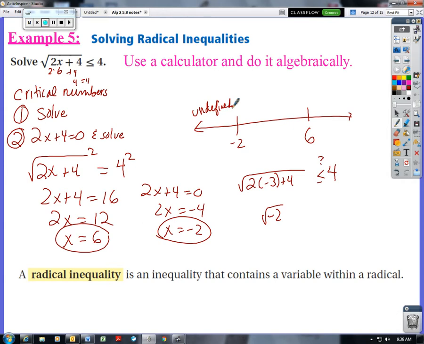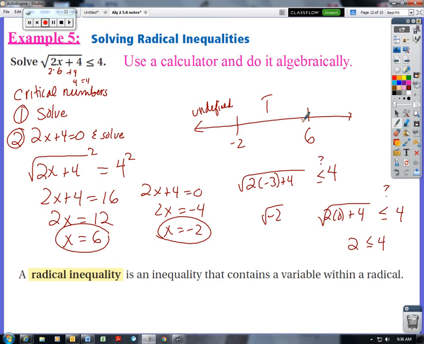Okay, let's try between -2 and 6, we can use 0. 2 times 0 plus 4. Is that less than or equal to 4? That's the square root of 4, which is 2. There's 2, yes, that's less than or equal to 4. That's true. So in this interval, we are getting some true solutions.